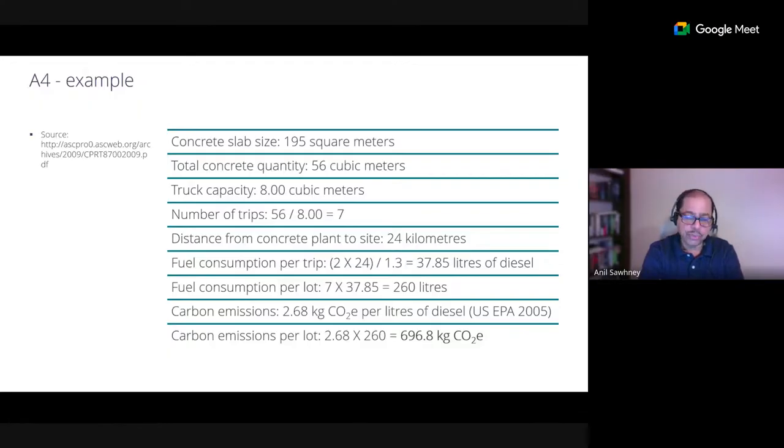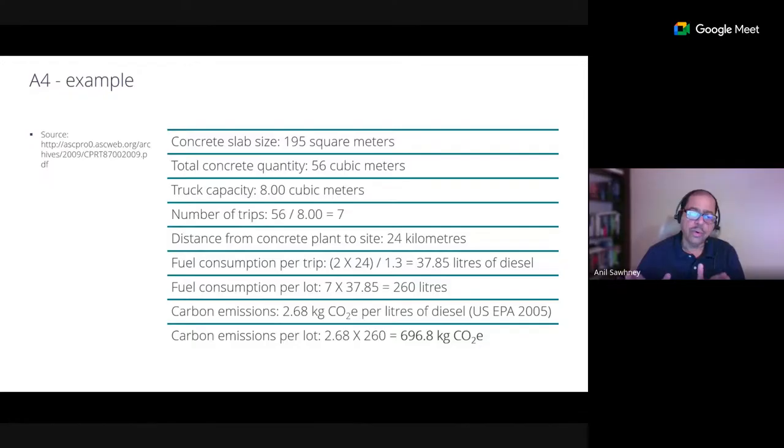The fuel consumption factor you can get from the vehicle published data. So let's assume 1.3 is that fuel consumption factor. Each trip is 2 times 24 kilometers, so about 37.85 liters of diesel is consumed in each trip. Since there are 7 trips, you have 260 liters.